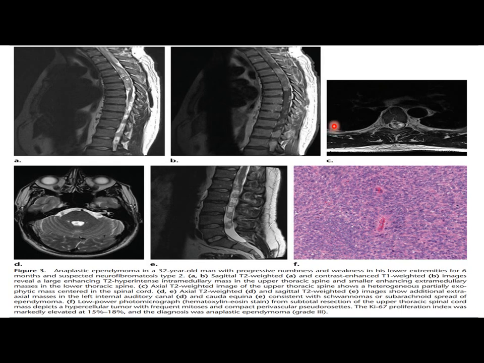This patient has anaplastic ependymoma. The patient is suspected to have neurofibromatosis type 2, as we see an enhancing mass in the upper thoracic spine at the level of T2, with multiple other enhancing masses in the lower thoracic region. We also have other extra-axial tumor components, either in the internal auditory canal or the cauda equina, which are either multiple schwannomas or subarachnoid spread of ependymoma. As we said, this patient with neurofibromatosis type 2 presents with multiple ependymomas, schwannomas, or sometimes meningiomas.